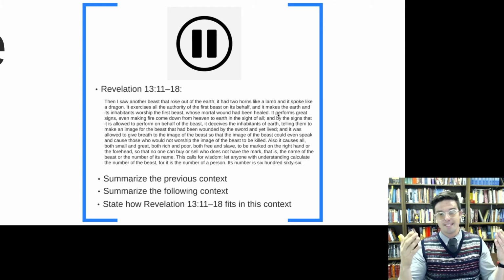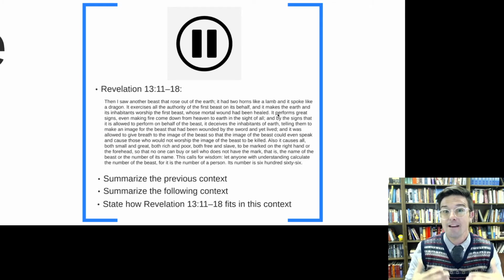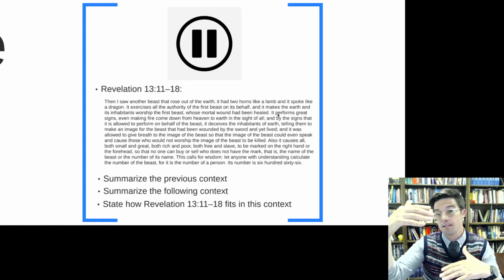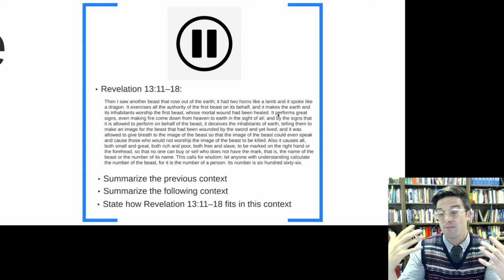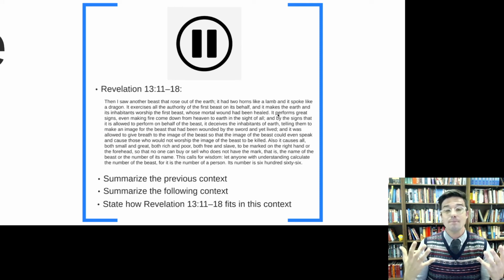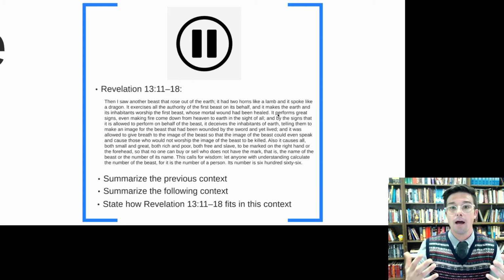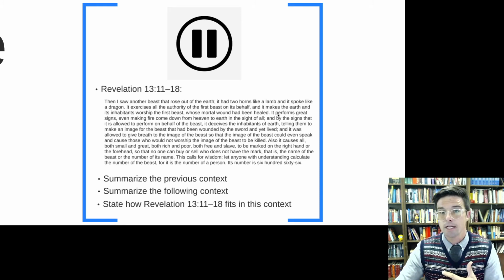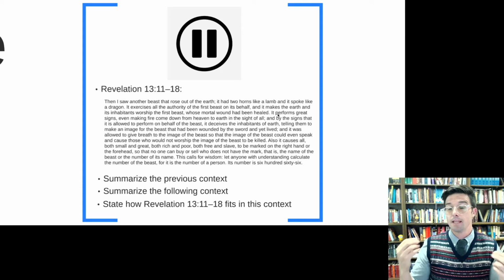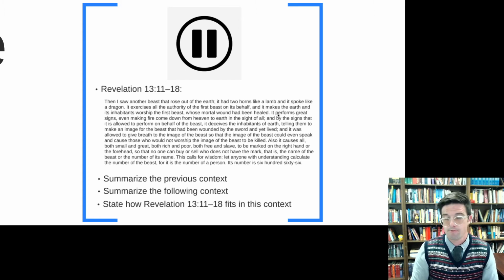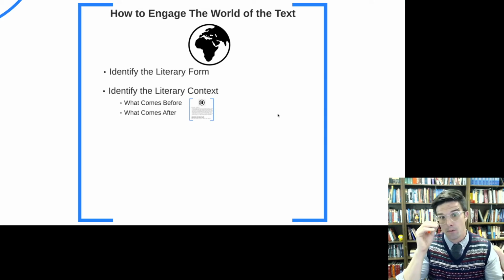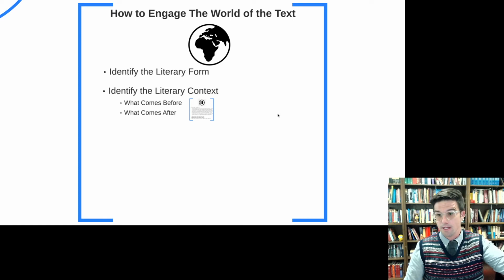So if I were to state how Revelation 13:11 through 18 fits in the context of what precedes and what comes after, I would say something like: Revelation chapter 13 verses 11 through 18 continues in a series of different enemies of God and God's people before transitioning to a serene portrayal of the lamb and the song in Revelation chapter 14. So that's one part of engaging the world of the text, identifying the literary context that comes before and that comes after.